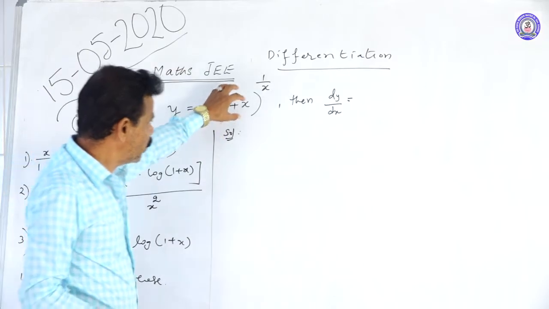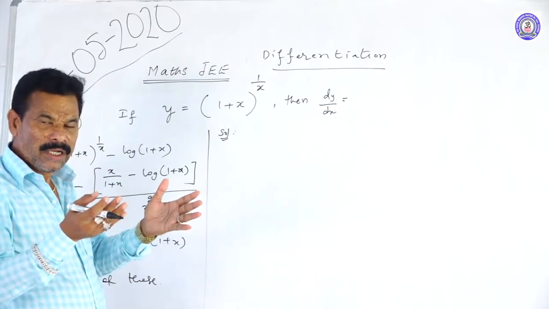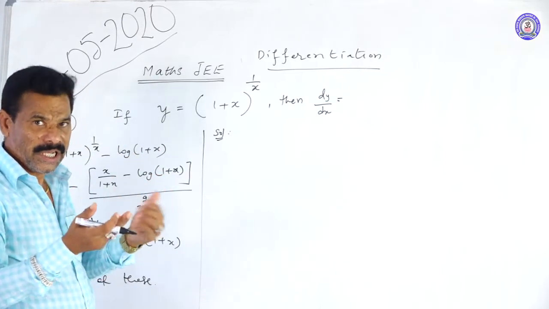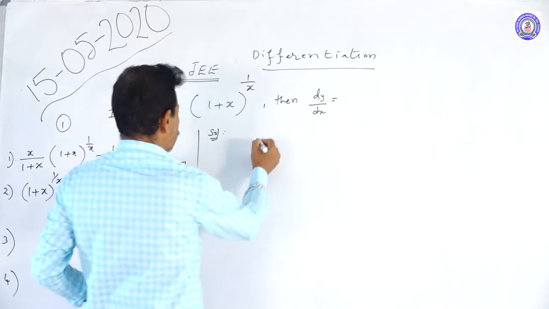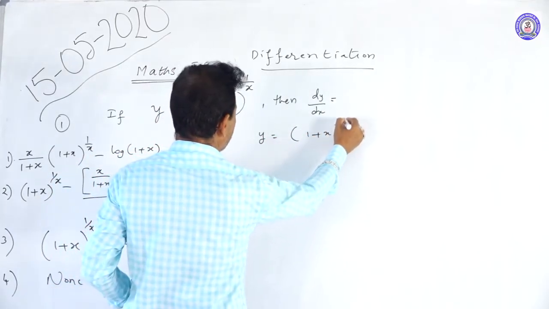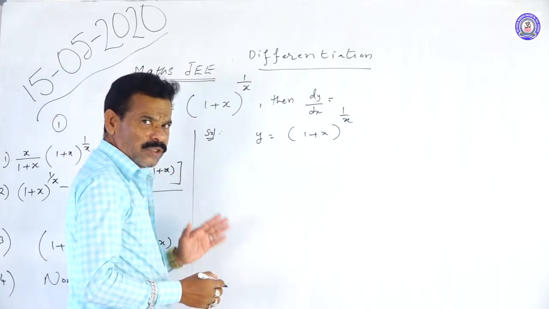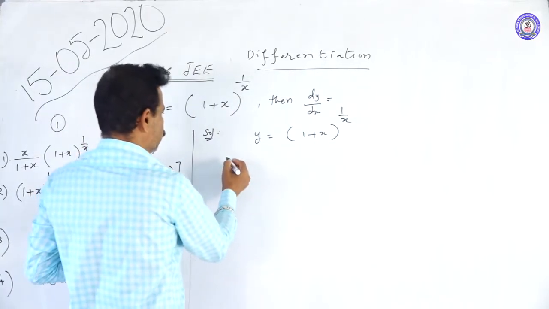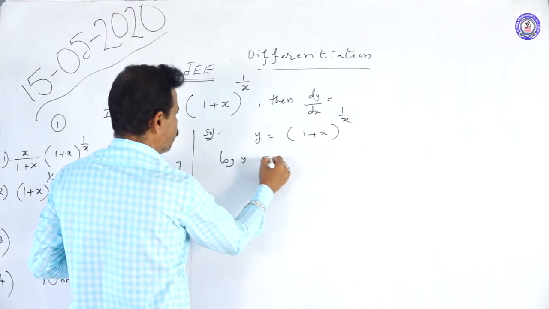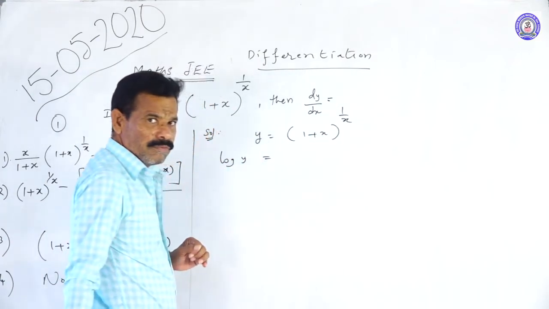So this is a function to the power of a function. Then we apply the logarithm. After the logarithm, we differentiate that function. So the given function is y is equal to (1 plus x) power 1 by x. For a shortcut, we take the logarithm on both sides directly. Write log y is equal to log of something to the power of 1 by x.